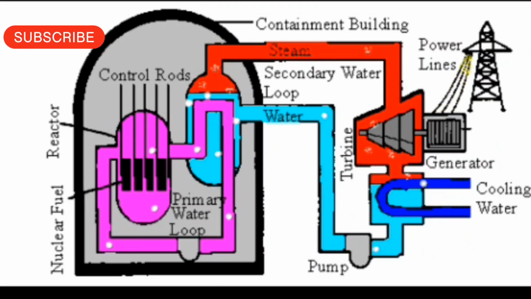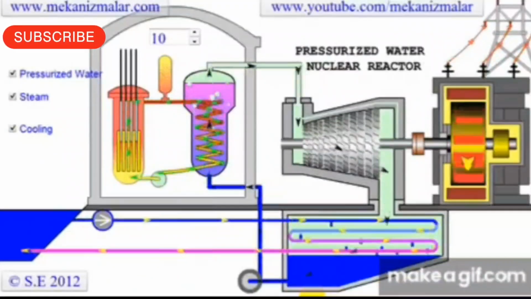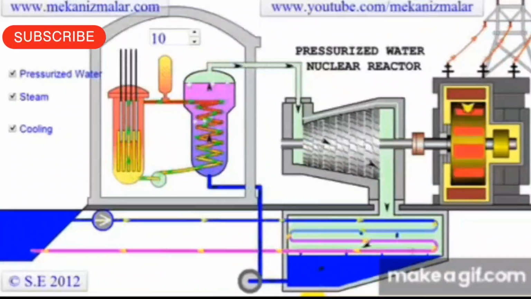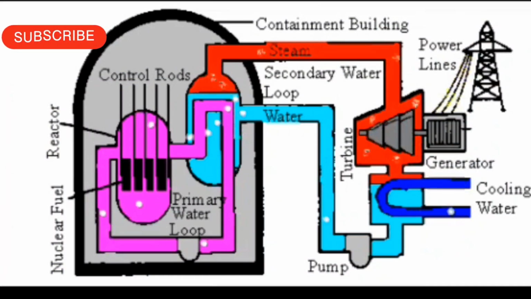Safety systems. Nuclear plants have multiple layers of safety, including containment buildings, automatic shutdown systems, and radiation shielding. To protect people and the environment, control rods can be inserted fully into the reactor to instantly stop the chain reaction during emergencies.